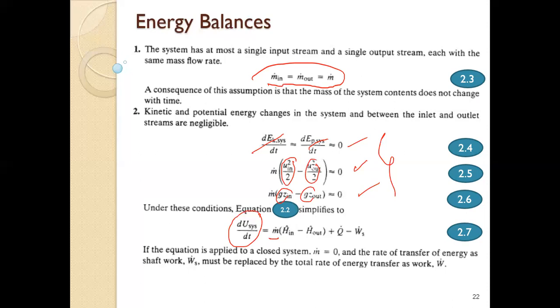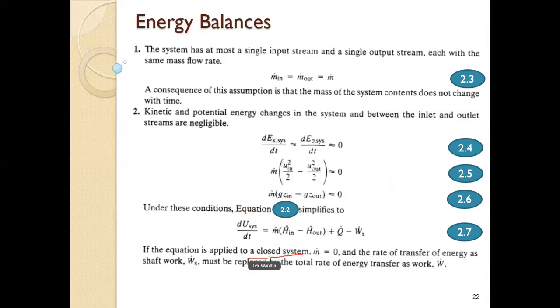This is for the open system. For the closed system, there is no flow in and no flow out. Okay, sorry. If we apply it to the closed system, then we see only the change in internal energy, Q minus W.